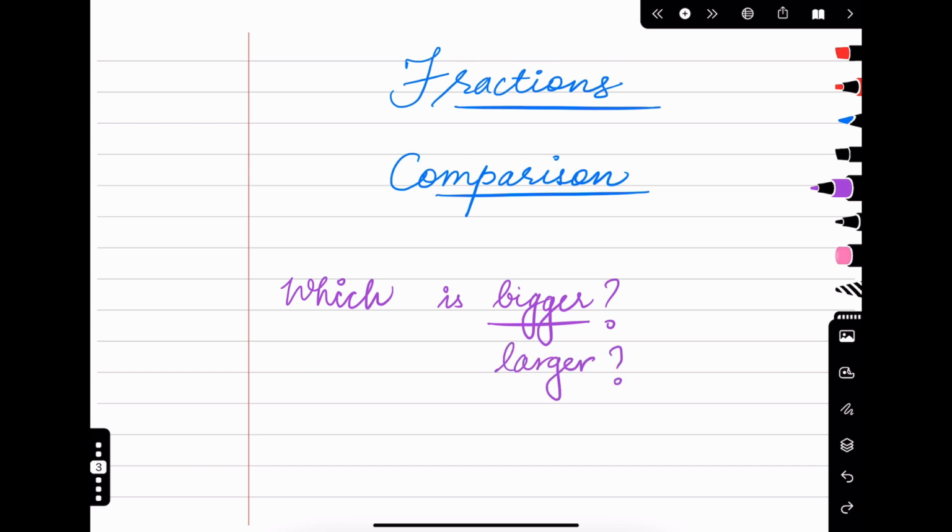कौन सी बड़ी है और कौन सी छोटी है. You must have seen questions जहाँ पे लिखा होता है put the correct sign or tell which is bigger. So for this topic, let us take one example. Our first example is 3/7 and 7/3. Now we have to tell which of these fractions is bigger.